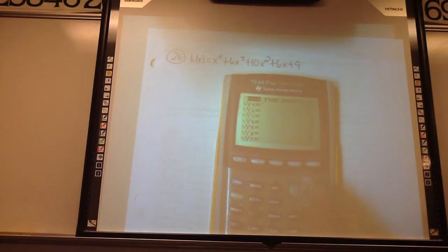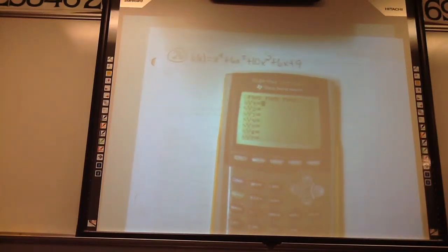Unhighlight, is that a word? So you go up, hit enter, and it takes it off. You don't want those highlighted. That's for something else. We're not using that right now.